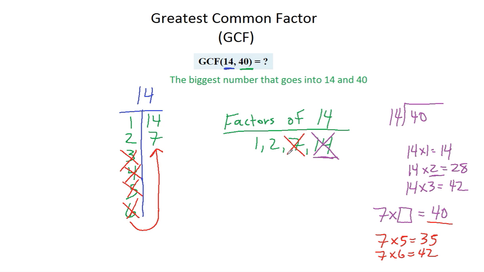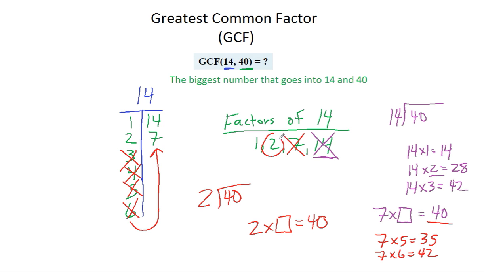How about 2? Will 2 go into 40? 2 times what will give you 40? And that one, hopefully you can do in your head. You would just take half of 40, which would be 20. 2 times 20 would give you 40. But again, if you're not sure, you could do it as long division. You could say, how many times will 2 go into 40? We're hoping for no remainder.